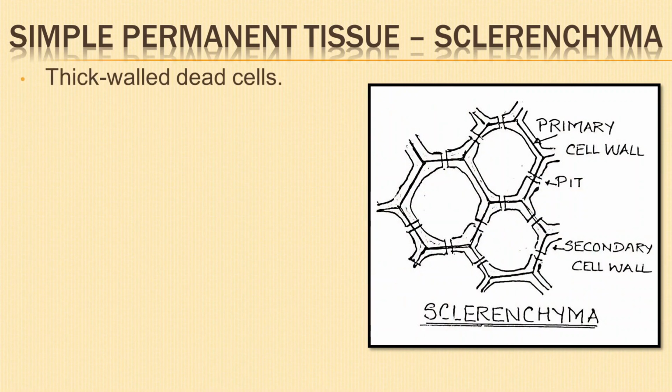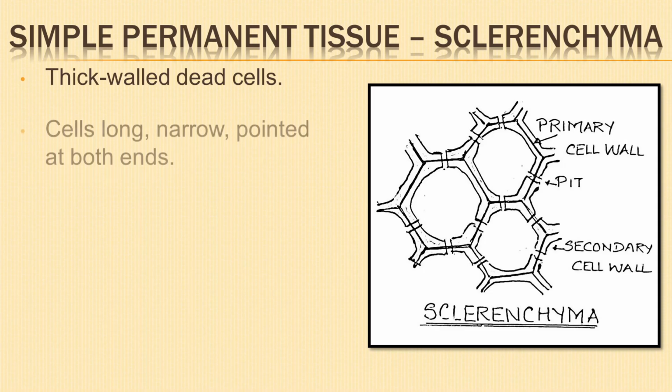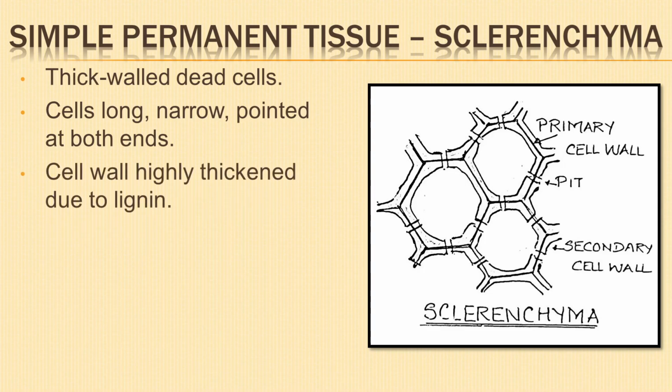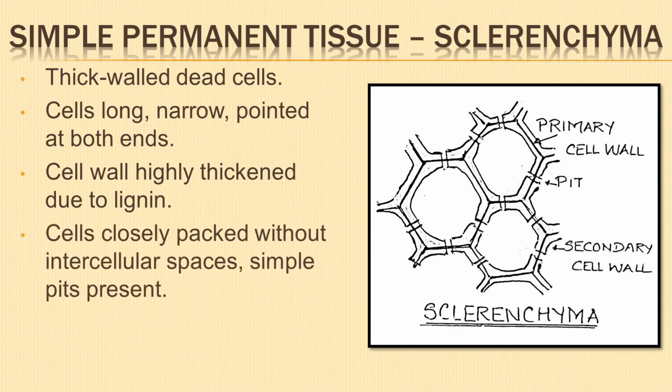Sclerenchyma consists of thick-walled dead cells. The cells are usually long, narrow, and pointed at both ends. Due to deposition of lignin, their walls are highly thickened, due to which the cell lumen becomes very narrow. The cells are closely packed without any intercellular spaces. They are usually provided with simple pits.